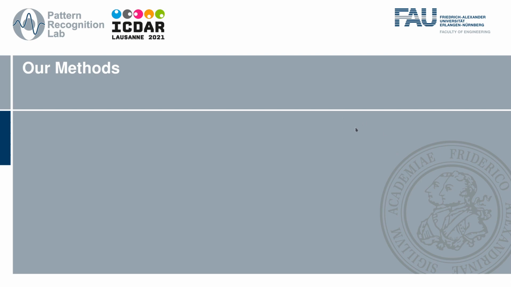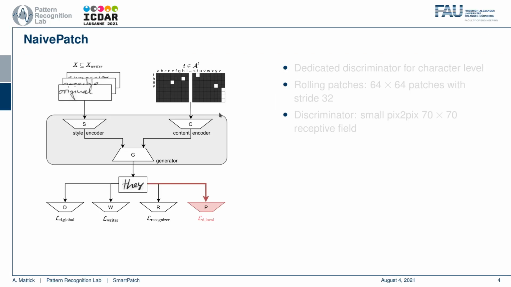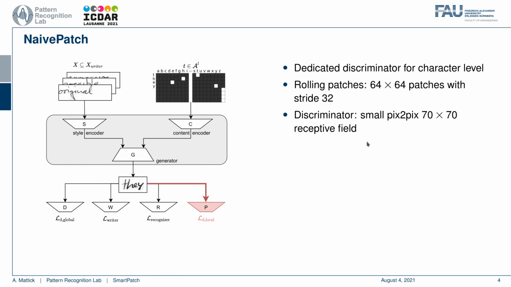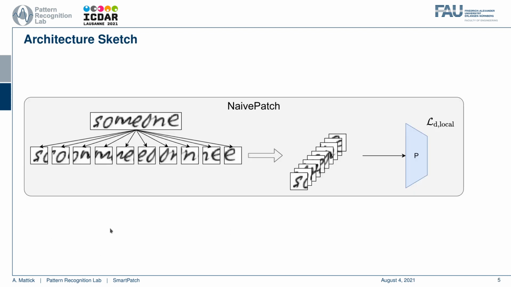So our methods try to solve this. The idea we had is to use a naive patch discriminator, which is a dedicated discriminator for the character level, which just takes rolling patches of 64 by 64 size with a stride of 32, so you always have 50% overlap. It is a small discriminator, a pix2pix style model with a receptive field of 70 by 70, the smallest one that covers the entire patch. And we train this also with the rest of the model. So this is how that would look.